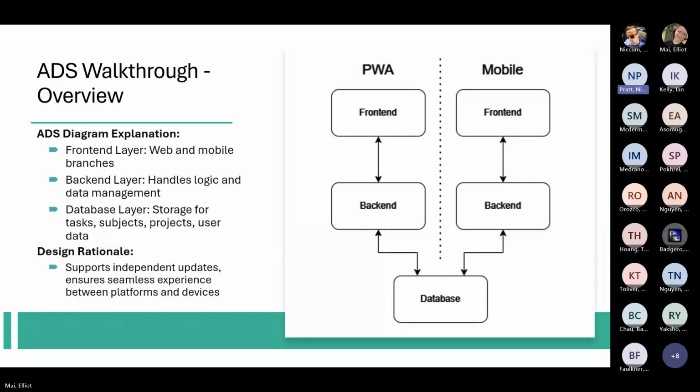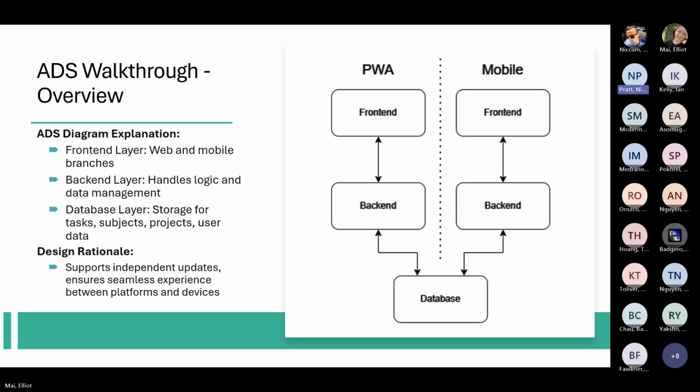My name is Nick, and to start with the ADS, just the overview diagram. The two main things this diagram is trying to convey, if it's not already clear, is that there's a difference between the mobile app version and the progressive web app version. And then the second thing is that they both communicate to the same database. So if you have an account and you log into the PWA and you make changes, and you log into the mobile, those changes are going to be reflected, and vice versa.